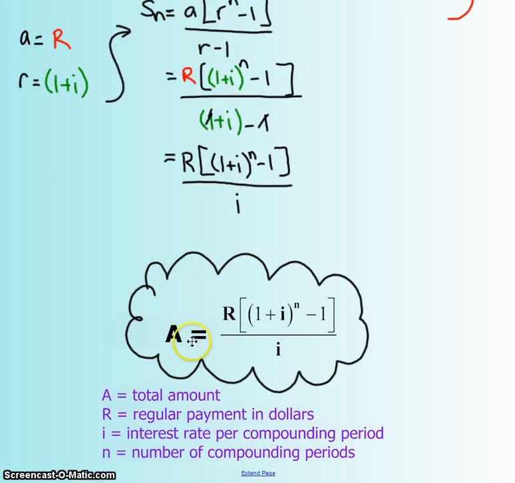Okay, so if you want the total amount of an annuity, you're going to take your regular payments, and then you're going to multiply 1 plus your interest rate affected by your compounding period, and then your time, which is also affected by the compounding period, subtract 1, all over your I.